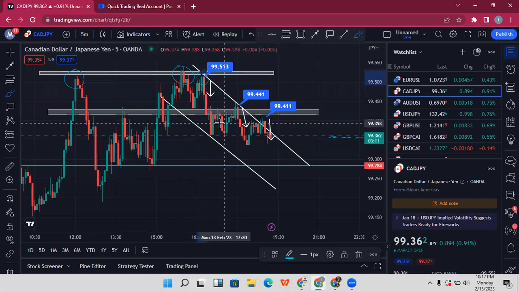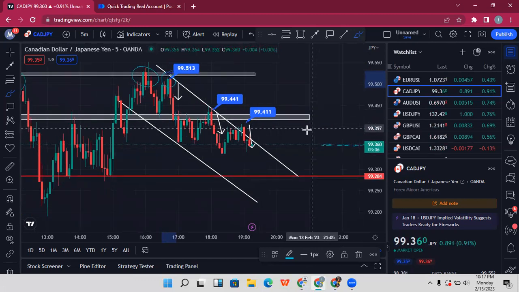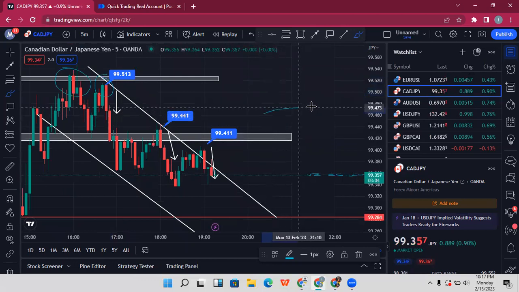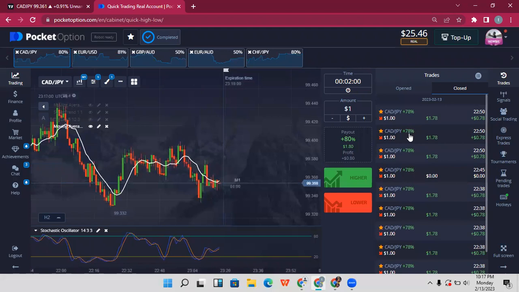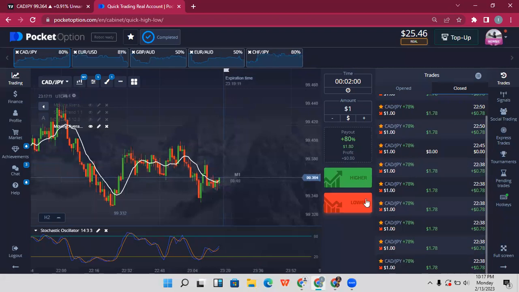We are moving on a downtrend, and what we are looking at is selling and selling and selling. That's why you can see on CAD JPY, all the trades I've taken are selling. So you can imagine if you had a huge account, for example $100 here, and all these were $10 trades that you were taking, you can imagine what kind of profits you'd be making.